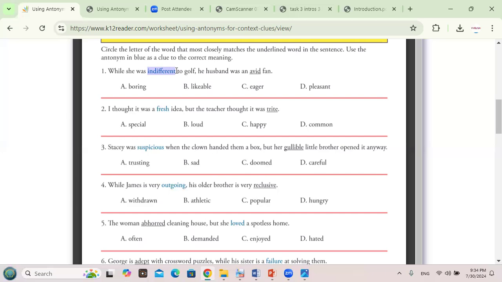Indifferent means what? She doesn't like it. She doesn't care. It makes no difference to her. Uninterested? Yes, not interested.